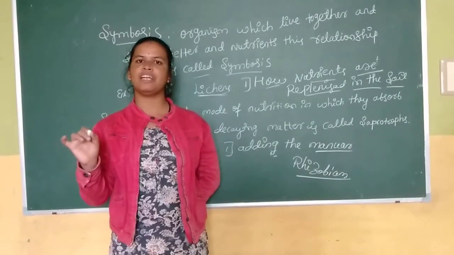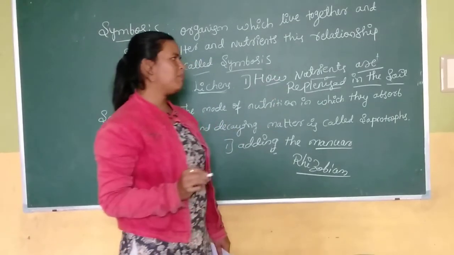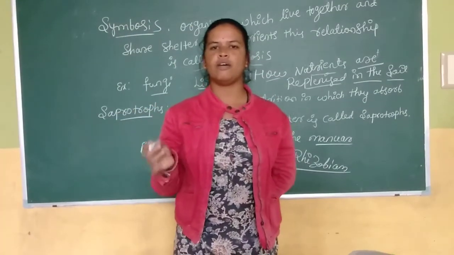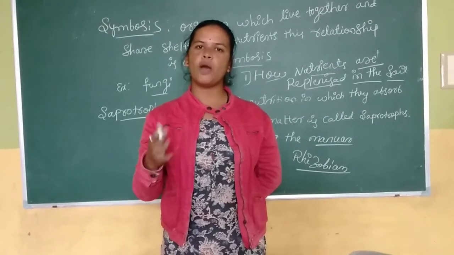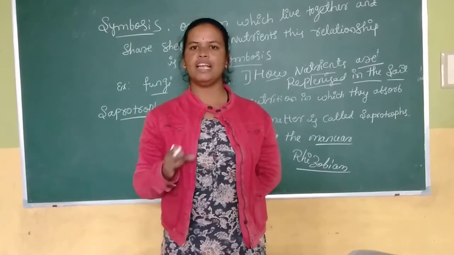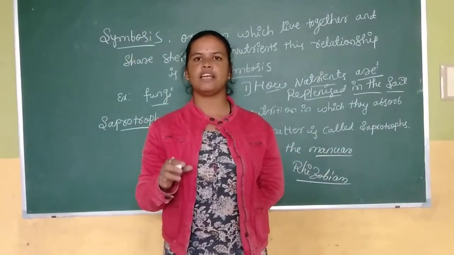Brown colour pigmented leaves we have also seen. Last one is how nutrients are replenished in the soil by adding manure and with the help of rhizobium bacteria and crop rotation. That will help for soil replenishment and will increase the fertility of the soil.